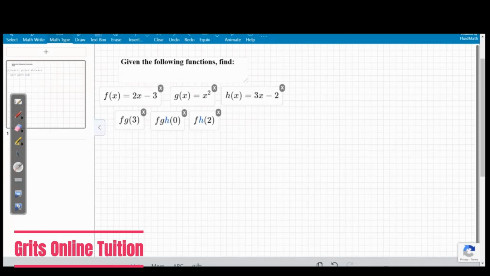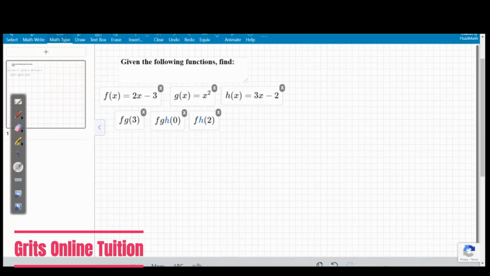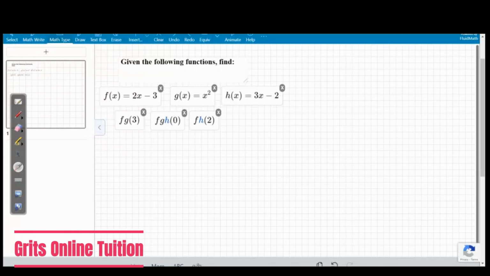Now the question says that given the following functions, these are the functions. The first one is f of x is 2x minus 3. The second function is g of x is x squared. And the third function is h of x is 3x minus 2. We are to find f of g of 3, f of g of h of 0, f of h of 2. So we are going to solve them one after the other. Let's take the first one.